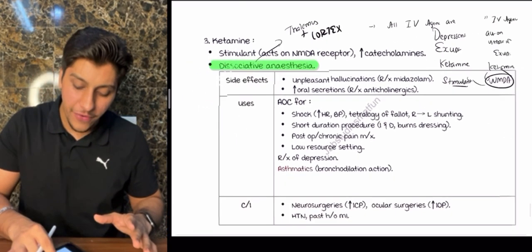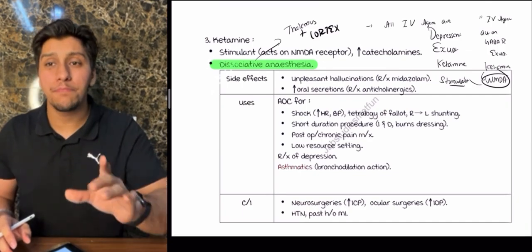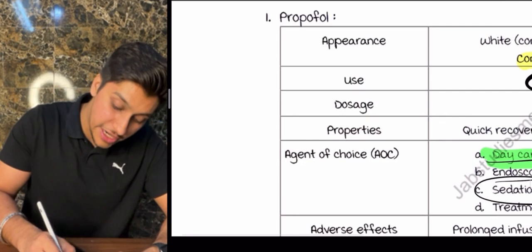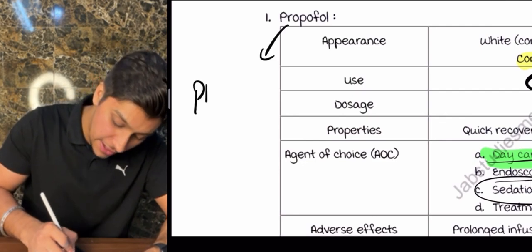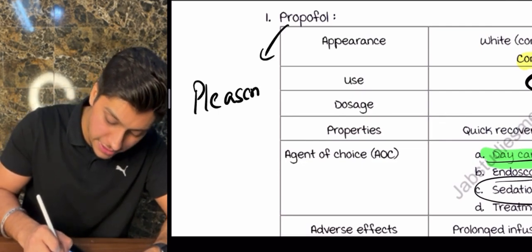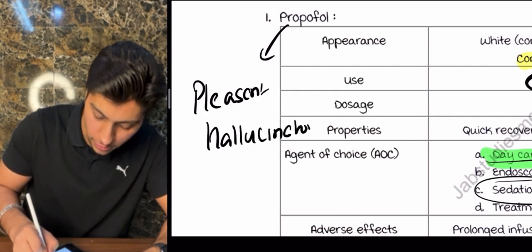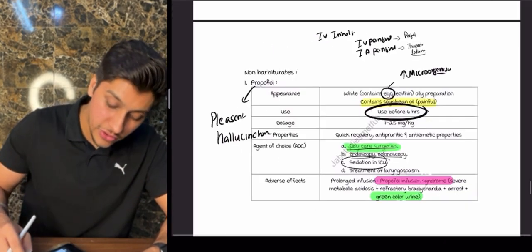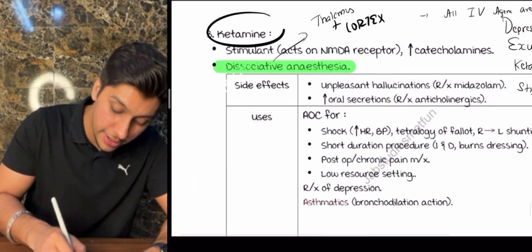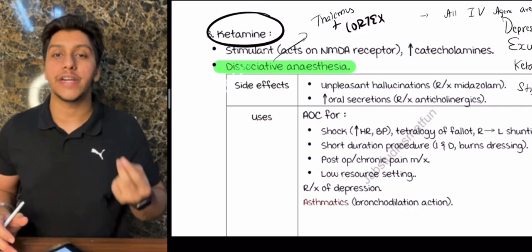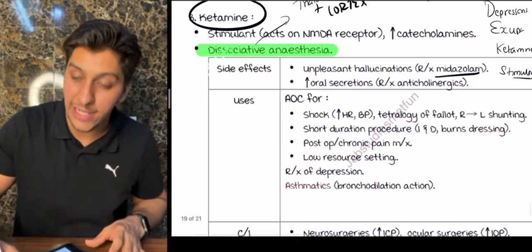So what are the side effects of ketamine? First, you will have unpleasant hallucinations. Remember guys, in propofol, the common cause of addiction is pleasant hallucinations, P for propofol, P for pleasant. While if they ask you where you see unpleasant hallucinations, it is ketamine. Still, even though it is unpleasant, people do get addicted. So to prevent this, we are going to give a drug which is midazolam.